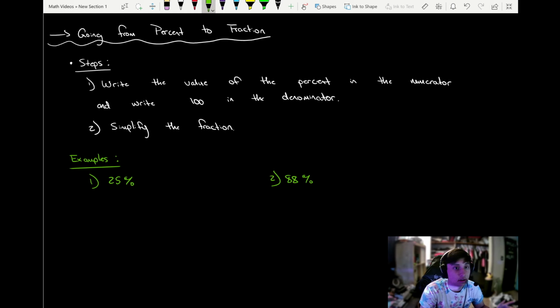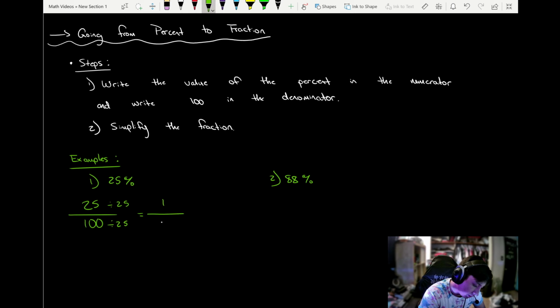So look at 25%, example number one. Step one says write the value of the percent in the numerator, so 25 in the numerator. And then it says write 100 in the denominator. So there's our fraction. And then it says to simplify it. I can see that both the top and the bottom can be divided by 25. So 25 divided by 25 is 1. 100 divided by 25 is 4. And there it is. That's our simplified fraction.